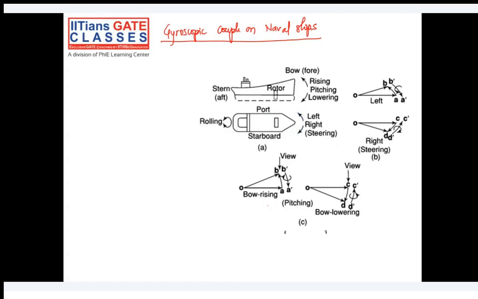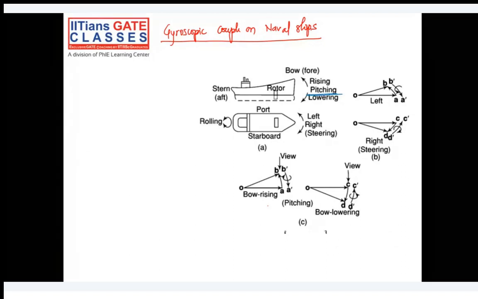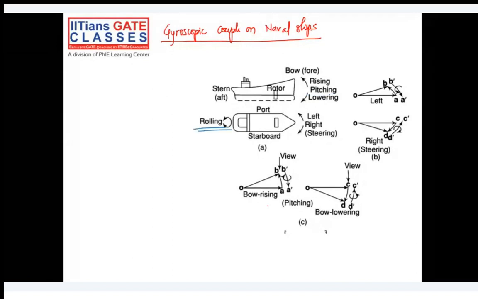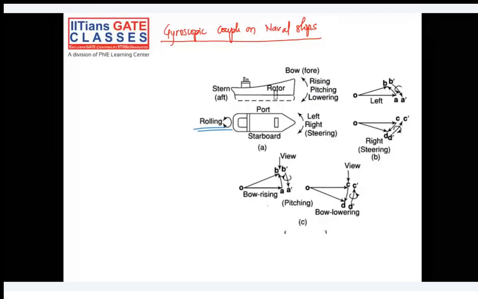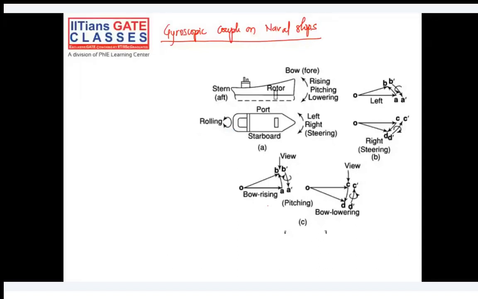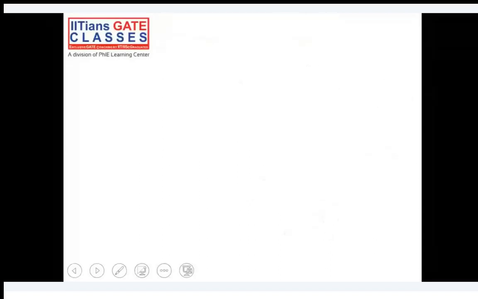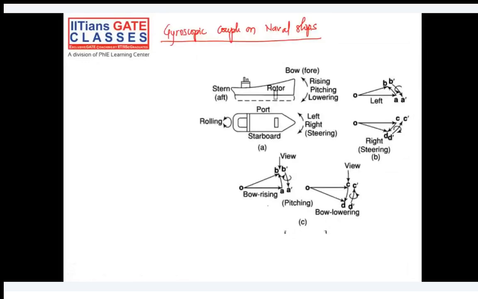Pitching is the motion where the bow of the ship can go up or down. That is the rising and lowering of the ship, which you can call pitching. Another one is rolling motion, where the ship can tilt in the right direction or left direction. In which situation can you think gyroscopic couple will form out of this? So we have three motions: steering, in the sense of turning left or right. Second is pitching, either rising or lowering. And third is rolling.